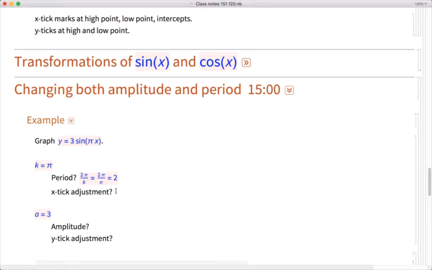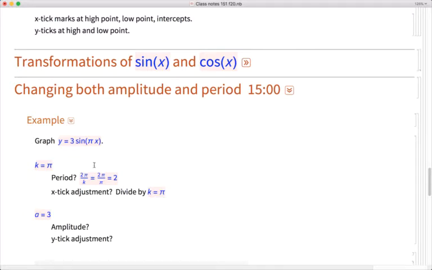And the tick adjustment, and what I mean by this is that we're going to adjust the ticks for sine x. How are we going to adjust them? We're going to divide by k. The last tick on sine x is 2 pi. The last tick on sine pi x is going to be 2. This is true for all of the ticks. We divide all of them by k. And again, for this example, k is pi.